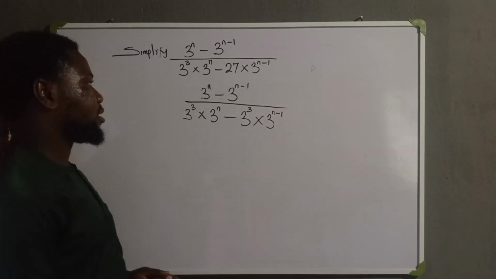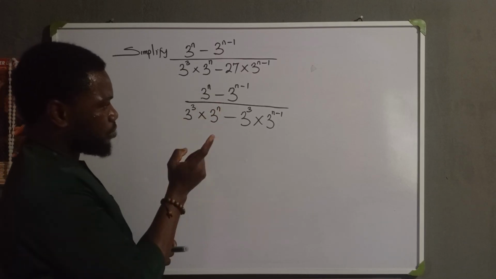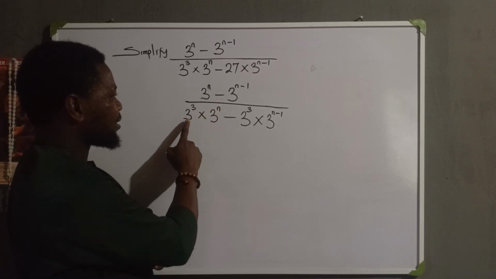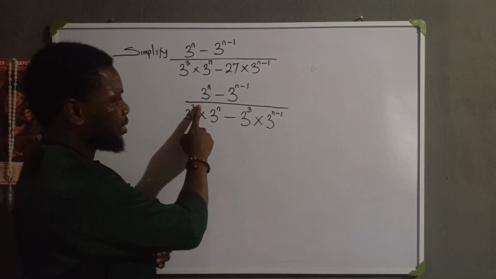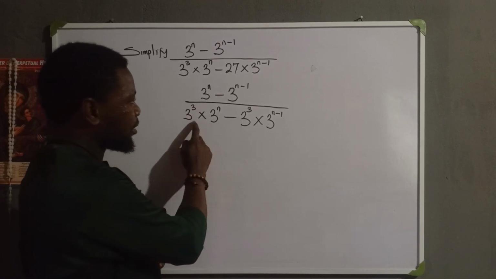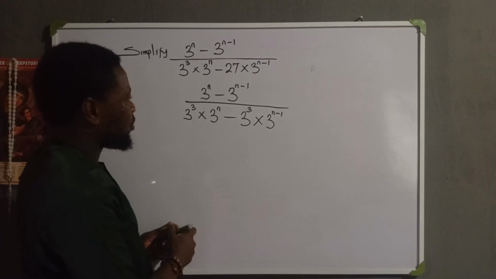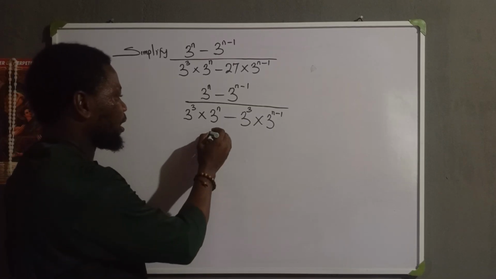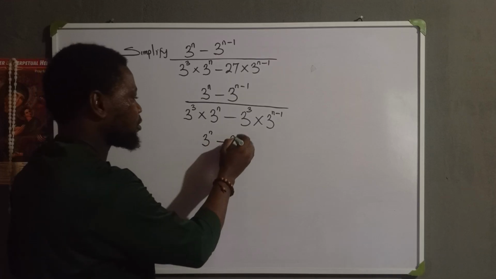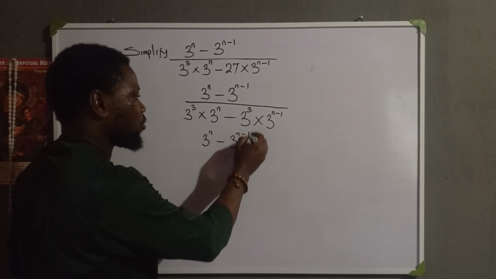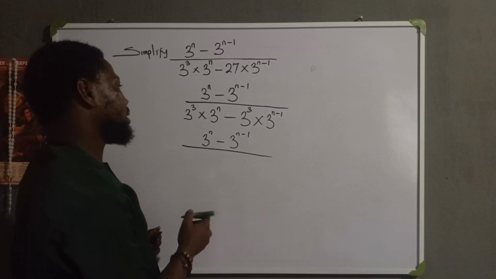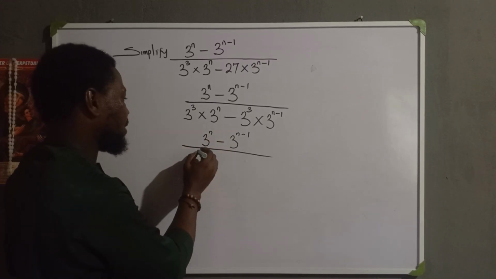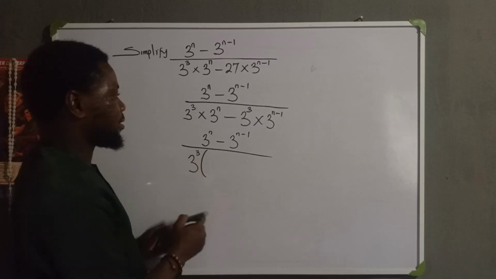Once you've done this, at the denominator I still want to maintain it, because there is a possibility to factor out 3^3 since it's common here. So let's factor that out. What are we going to have? We have 3^n − 3^(n−1), all divided by the common factor 3^3, which I decide to factor out.